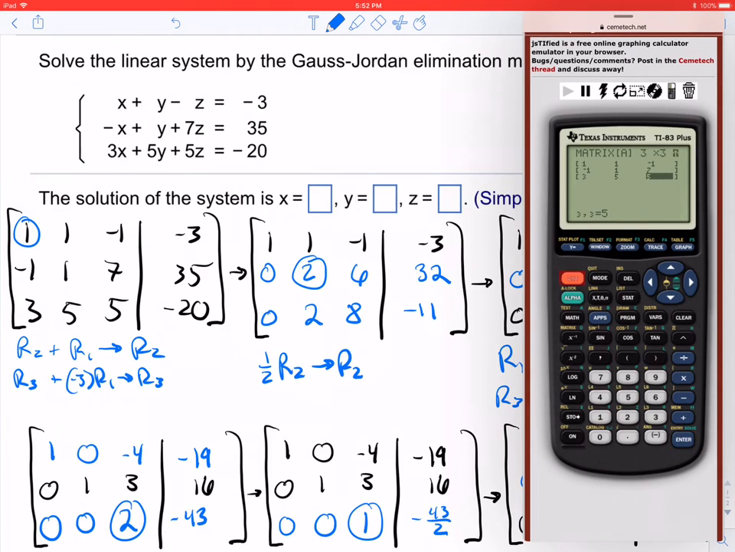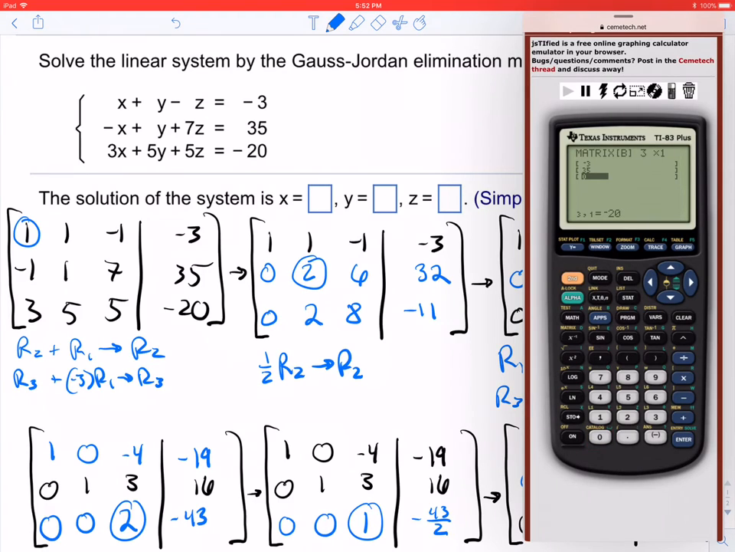Okay, I'm going to go back to matrix. Go to edit. I don't want to change. No, not that. Go back to matrix, edit. And I want to change B. My solution matrix is rows 3 by 1. Okay, and I have negative 3, 35, and negative 20.